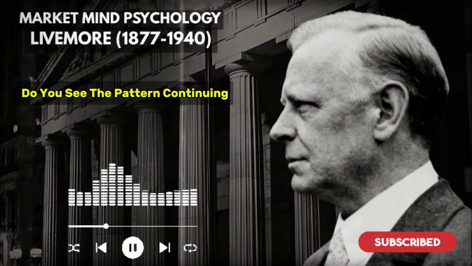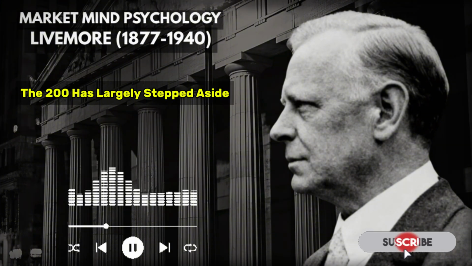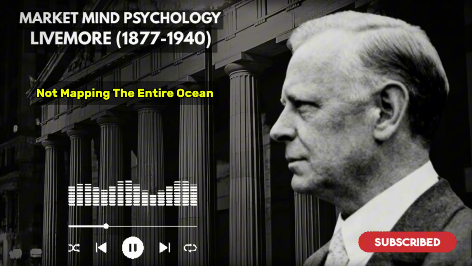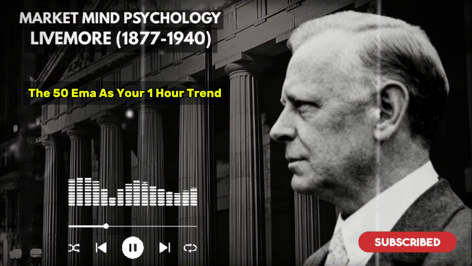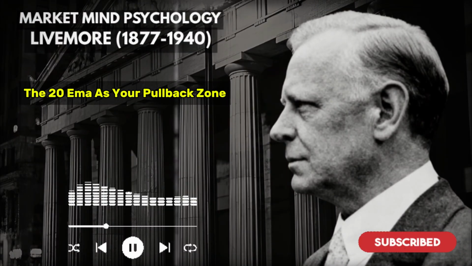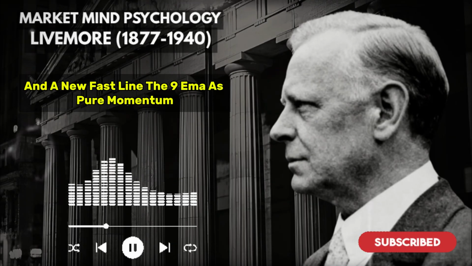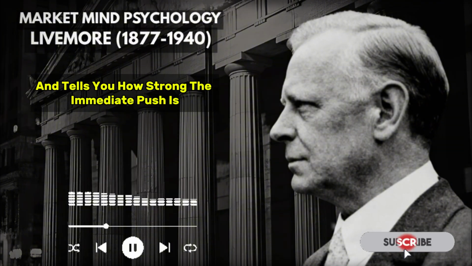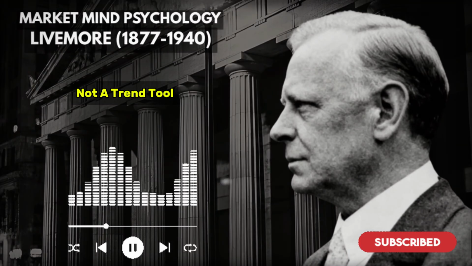Do you see the pattern? Everything has shortened. The 200 has largely stepped aside on the 1 hour. You are usually trading within a move, not mapping the entire ocean. The real work is 3 faster lines. The 50 EMA as your 1 hour trend, the 20 EMA as your pullback zone, and a new fast line, the 9 EMA, as pure momentum, the line that sticks closest to the price and tells you how strong the immediate push is. The 9 EMA is a momentum tool, not a trend tool.